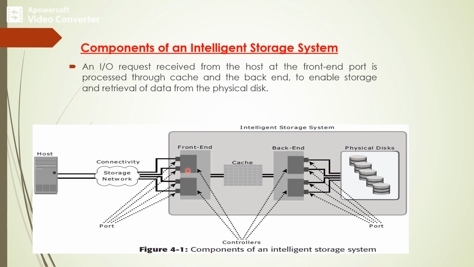Here we can observe that we have the front end, and the IO request can be processed through the front end from the host. The host is connected to the front end using a storage network or any connectivity. An IO request received from the host at the front end port is processed through the cache. So the IO request arrives across the front end, those requests are processed through the cache and the back end, and finally the data can be stored within the physical disk.